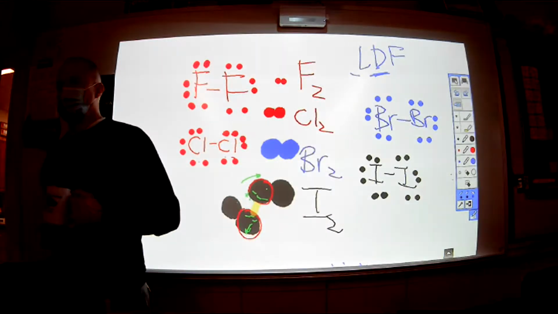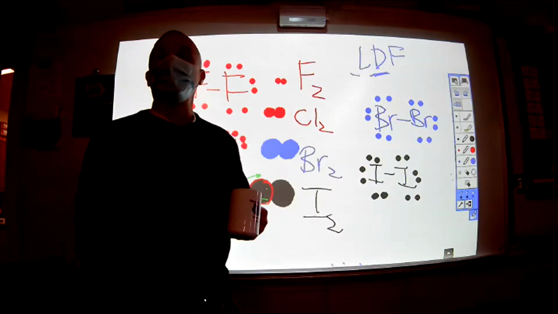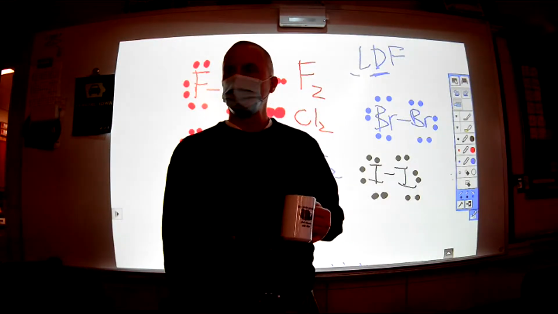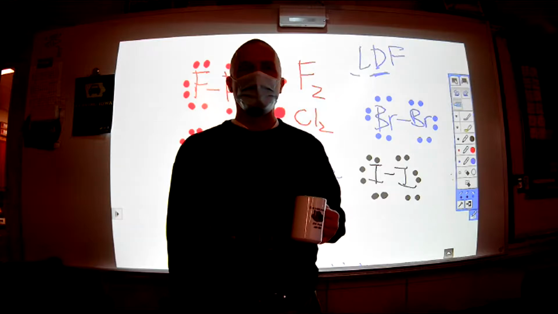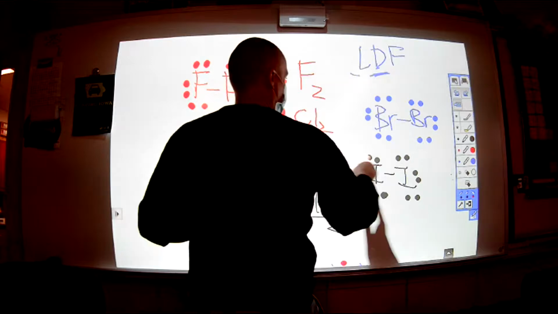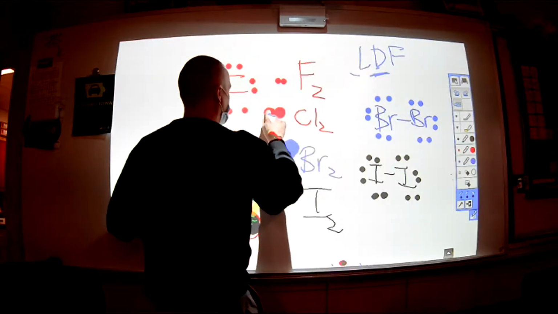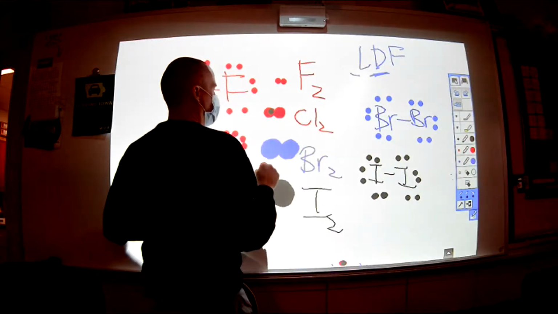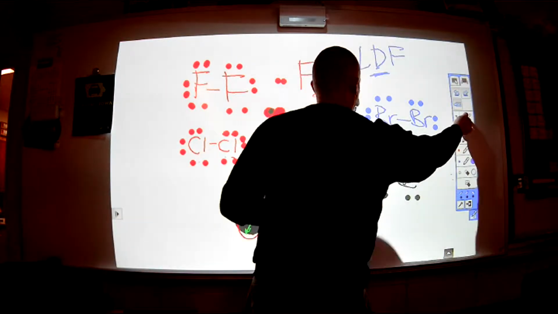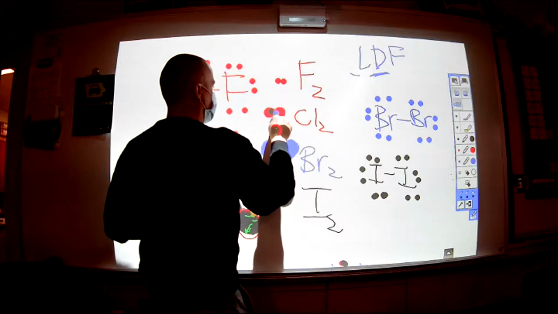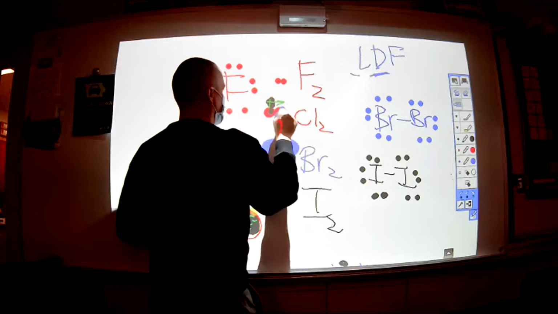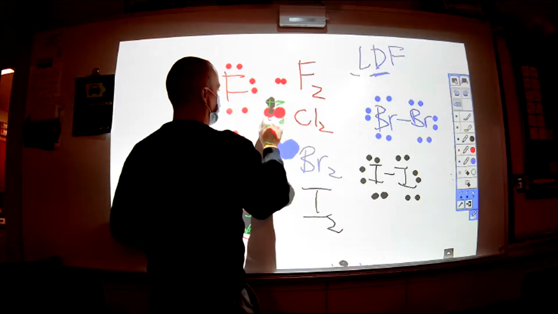London dispersion forces. Does a dipole disperse? If we have a full dipole on a molecule, for instance, instead of having another chlorine on there, we have a hydrogen. Hydrogen's 2.1, chlorine's 3.0. There's going to be a dipole going this way, making this partial negative, this partial positive.